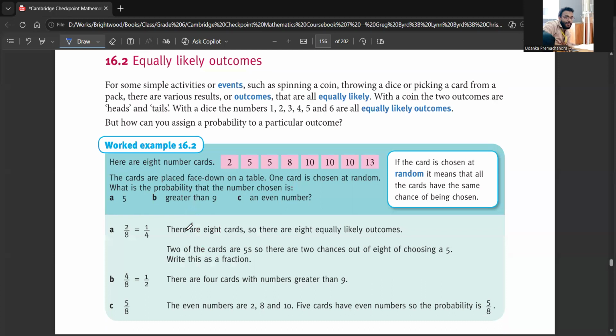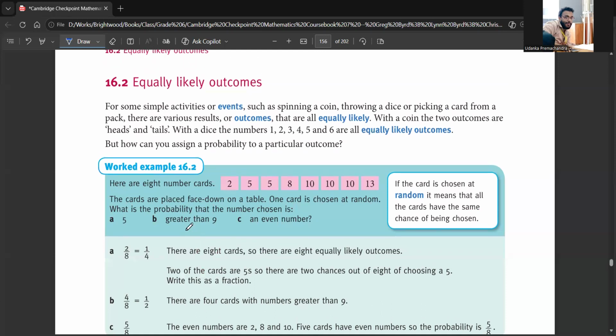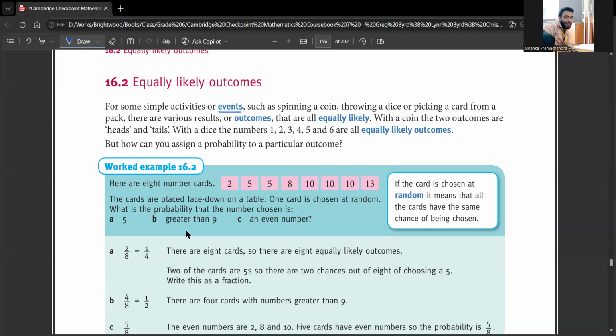And next thing, equally likely outcome. What is that? Equally likely outcome. Some simple activities or events, such as spinning a coin, throwing a dice, picking a card from the pack, have various results or outcomes, and all of them are equally likely.